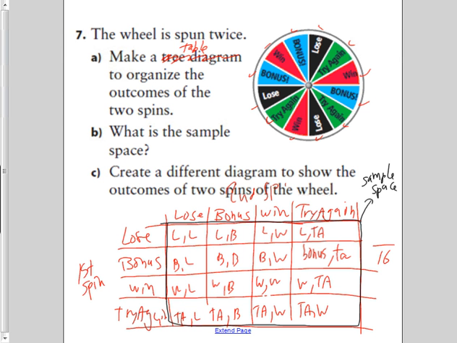And if I wanted to create a different diagram, I could use a tree diagram, but oh my heavens, that would be one chaotic mess of a drawing. So we'll just keep it like this. You don't have to do the tree diagram, just do this, and that's all I'd require you to do.